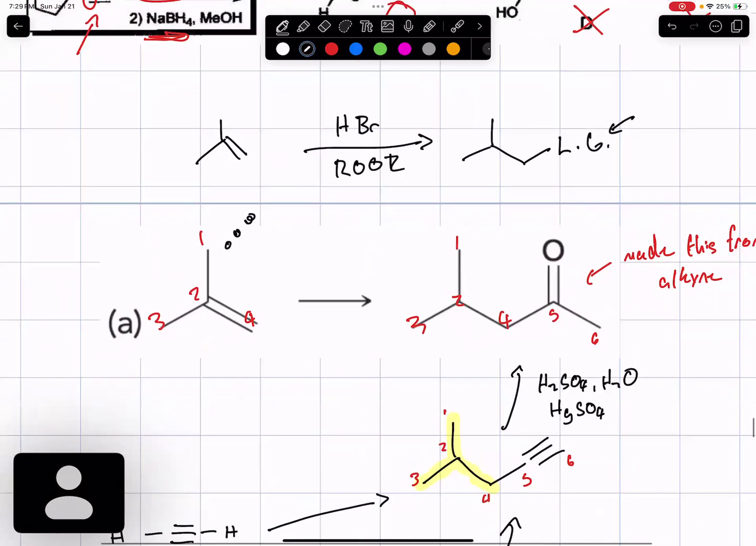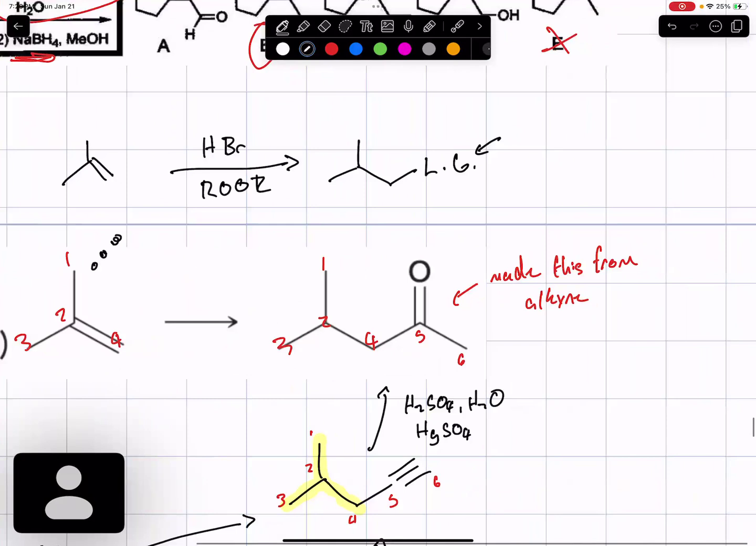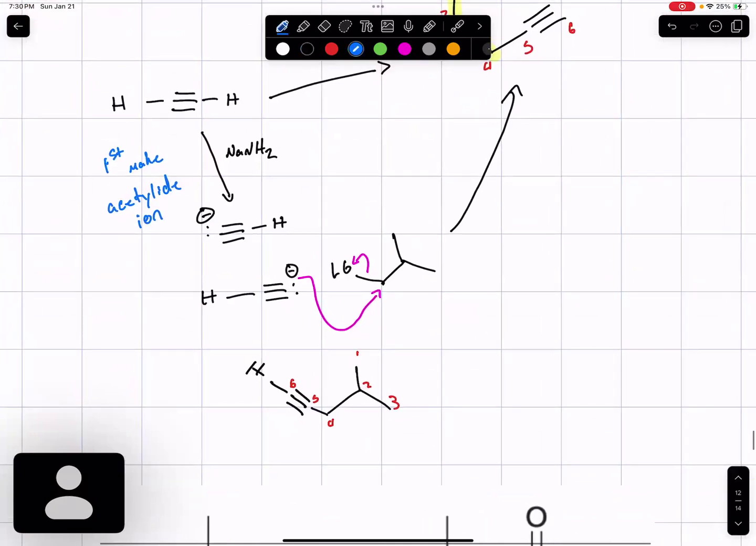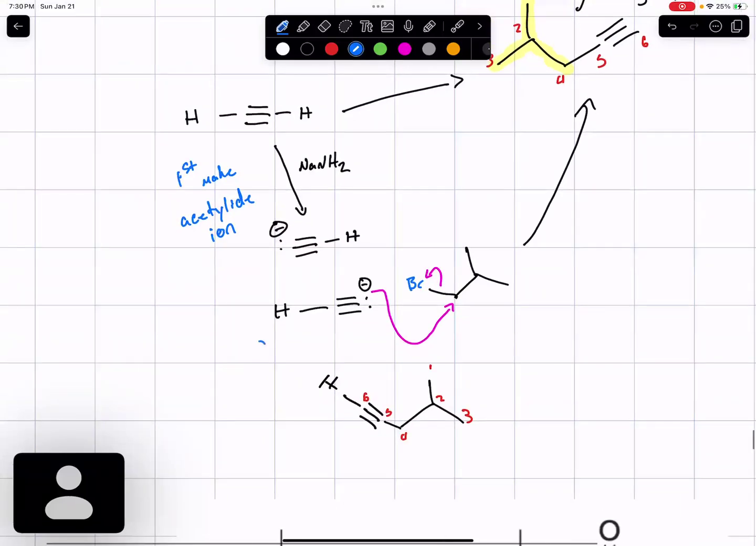It adds Br to the least substituted position. And Br is a good leaving group. That's what I'm trying to get at here, is that we need to have a good leaving group. We need to have Br and be able to do this SN2 reaction.